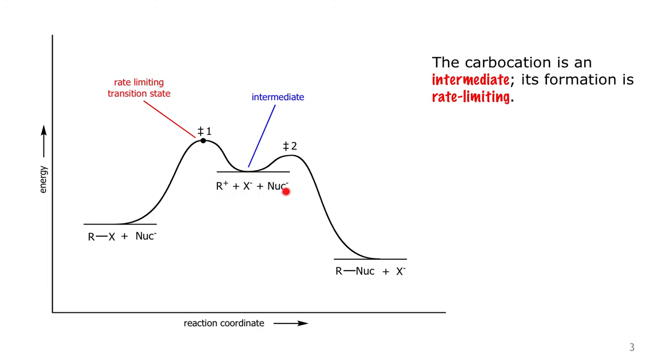You'll notice that the nucleophile here is unchanged. It does not participate in that step. So the transition state only involves the rupture of the carbon-leaving group bond in our substrate. This produces a carbocation. It's a reactive intermediate. It's much higher in energy than where we started.